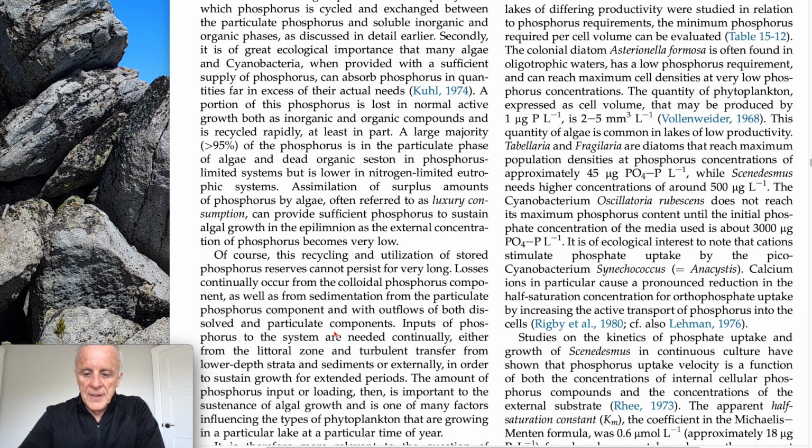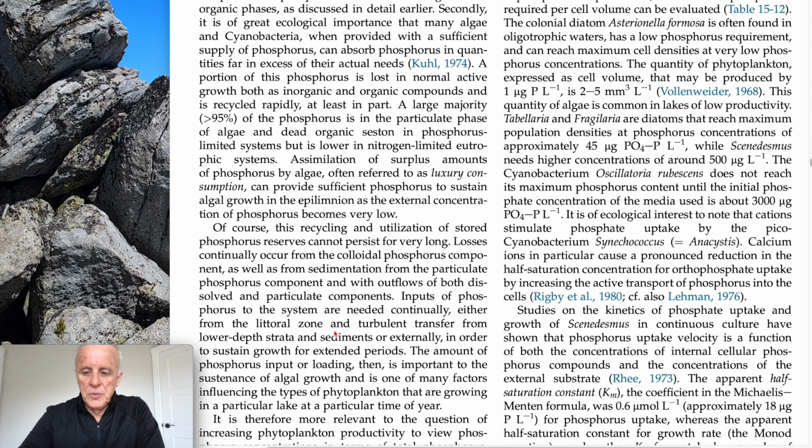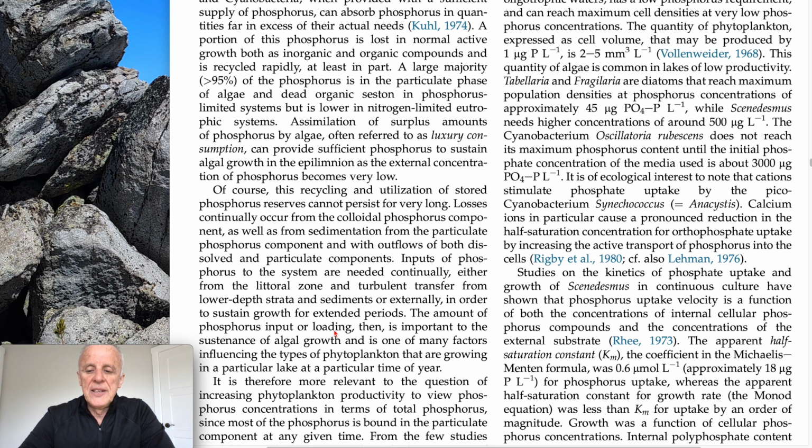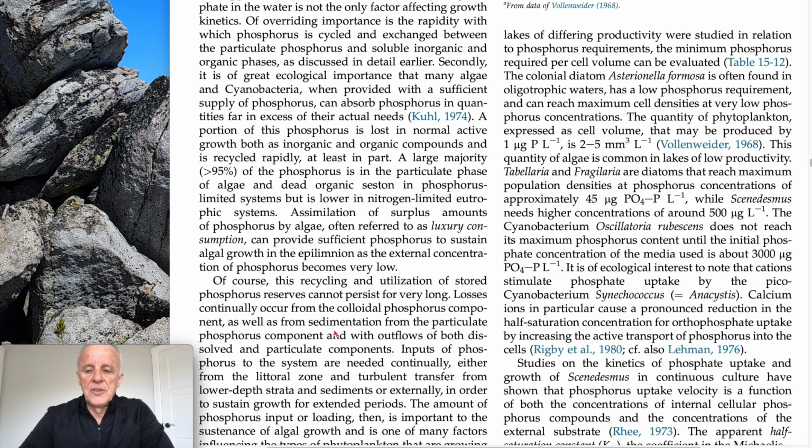It is of ecological interest to note that cations stimulate phosphate uptake by the cyanobacterium Synechococcus, which is equal to Anacystis. Calcium ion in particular causes a pronounced reduction in the half saturation concentration for orthophosphate uptake by increasing the active transport of phosphorus into the cells.